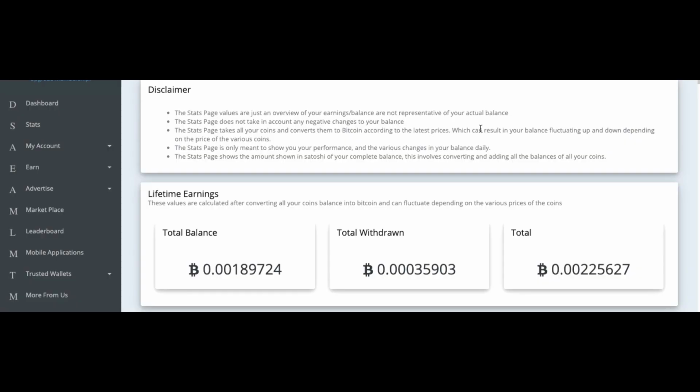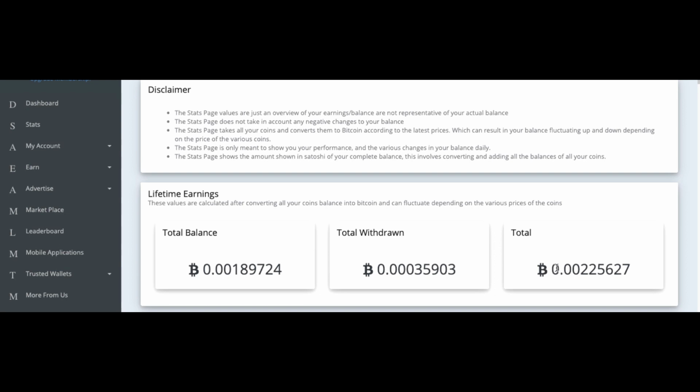Finally, to cap off this video, I want to give you a realistic idea of how much you can earn using ES Faucets. This is the stats page. This shows your lifetime earnings in Bitcoin. So they convert the value of all of your coins, including the internal currency ES coins, into the current value of Bitcoin. The current value of Bitcoin at the time that I recorded this portion of the video was $11,750 approximately. So how do we read this?